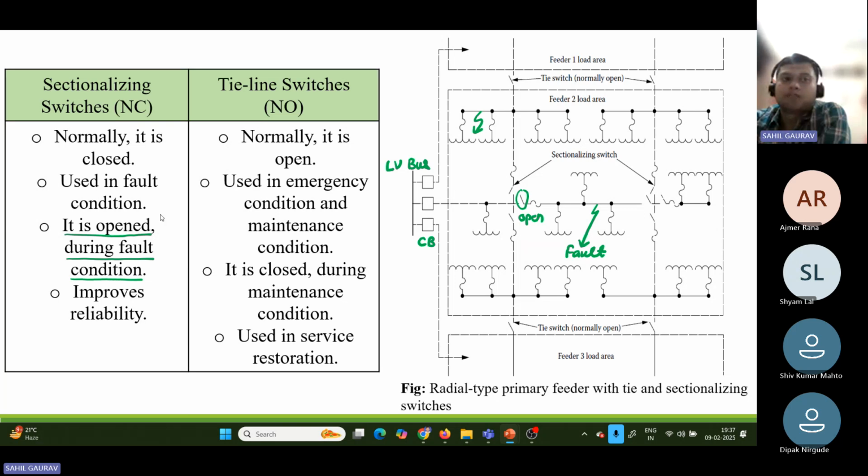For the fault condition, we are using sectionalizing switches. When are we using tie line switches? During maintenance condition or emergency condition. Emergency condition means that your feeder is not able to provide power. Then you have to depend on the other feeders. You have to take the power, but your feeder is going on maintenance, so you can take the power from the other feeders.